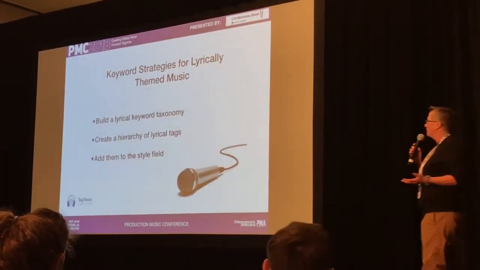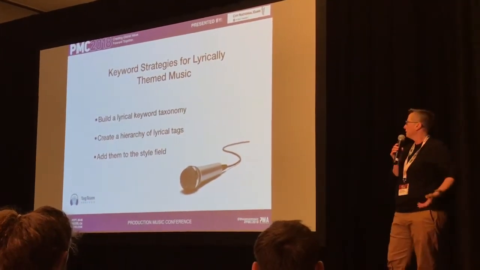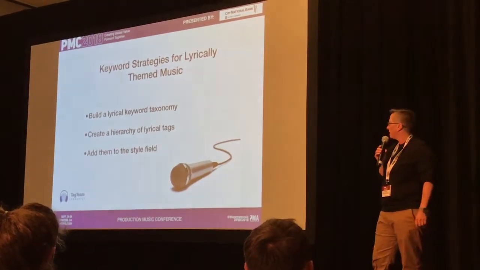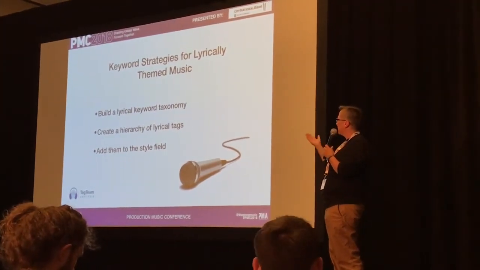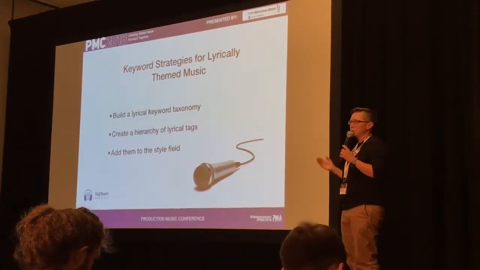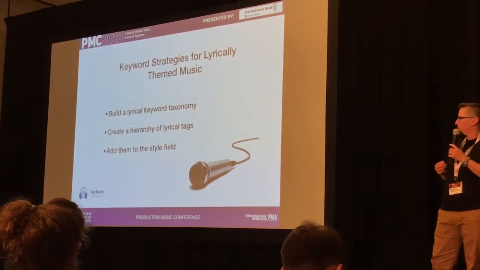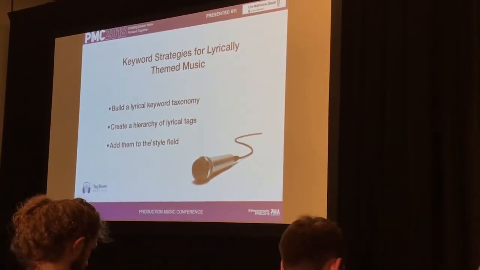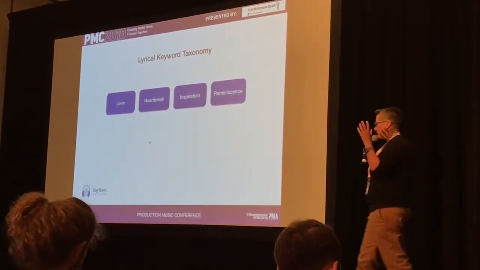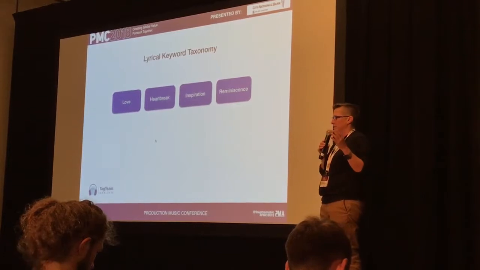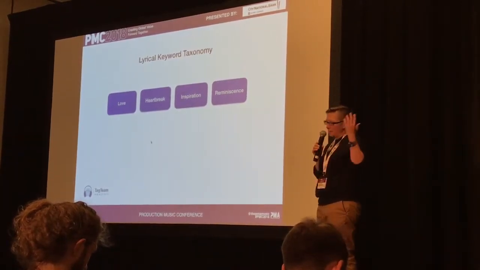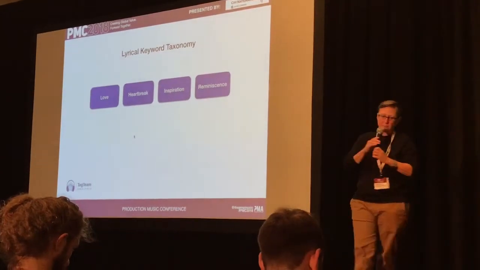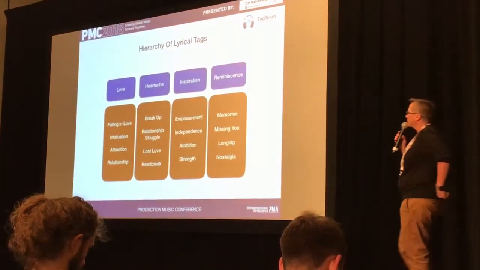Okay, so I wanted to offer some keywording strategies. If some of you are representing lyrically themed music, pop music, more of that, and how to come up with a taxonomy that's based on lyrical themes, and also creating a hierarchical organization of lyrical tags, and then always with lyrical themes, you would want to add those into your style field. So what I do is just take the most primary tag that represents a lyrical theme. So these are very basic: love, heartbreak, inspiration, reminiscence. So you can start here as these are your first tier, and then like we were doing in the last one, these are all hierarchical. Then we're going to add the hierarchical lyrical tags below.